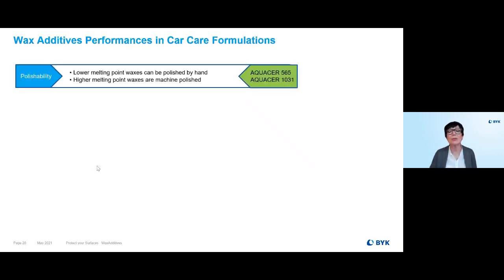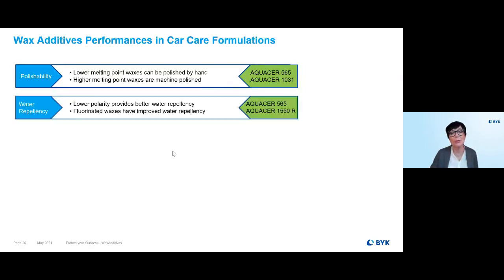And if you look at which kind of products we need here, for polishability, again, low melt point waxes, or if you use a machine polished product, then of course we can even go for high melting point waxes, which give you a better surface protection. So here we will recommend a Carnauba wax for the hand polish, or the 1031, the low density polyethylene wax, for machine polishing systems. Water repellency, here of course you need low polarity waxes, which give you a non-polar surface. Even here our Carnauba wax will give you good performance.